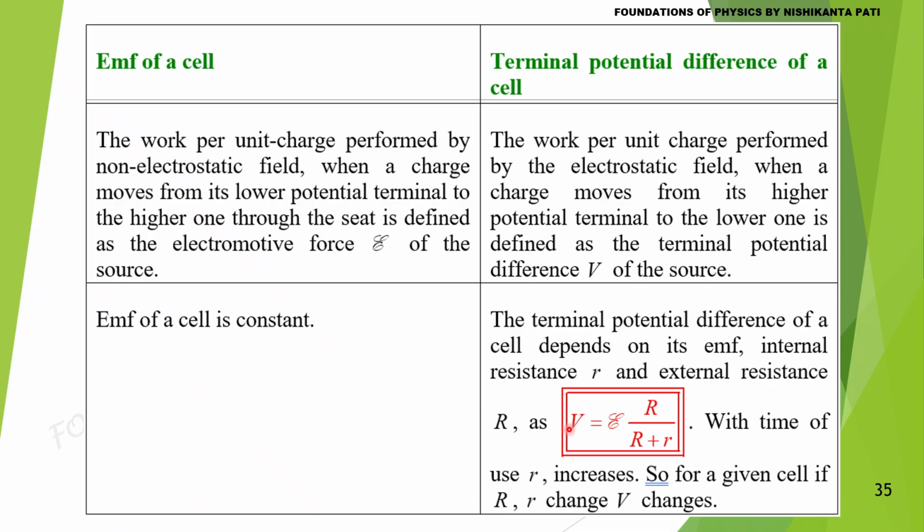V is the terminal voltage or terminal potential difference of a battery. E is the EMF of the cell or battery. Capital R is the external resistance, small r is the internal resistance of the cell or battery, generally called the seat of EMF. So V is related to the EMF. V varies with EMF, external resistance and internal resistance. Internal resistance increases with time of use. The more the time of use, the more r will be. EMF of a cell always remains constant, it never changes.